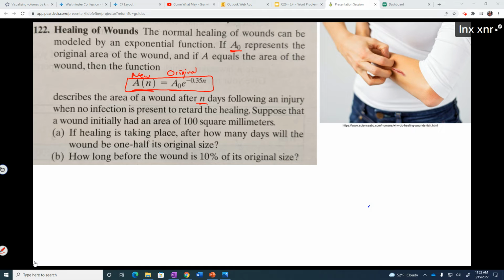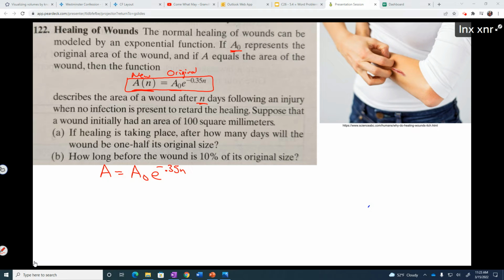So we can use this model to predict when it's going to be half its original size. So using this equation, and again, I'll write this out, and you can just write A instead of A sub n. So I'm just going to write A. E to the negative 0.35.